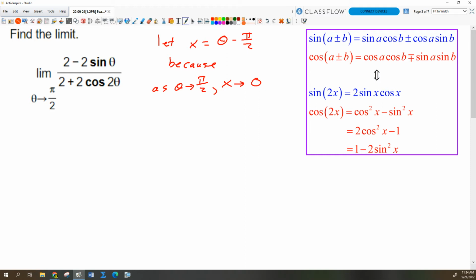So we'll come down here and say, okay, if we solve this for theta, wouldn't theta just equal x plus pi over 2? Everybody agree?